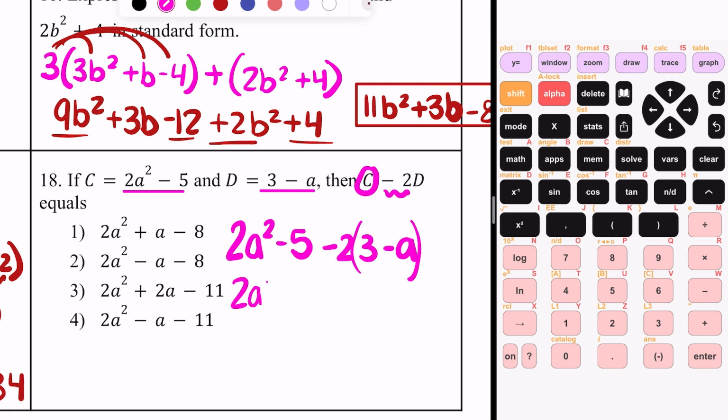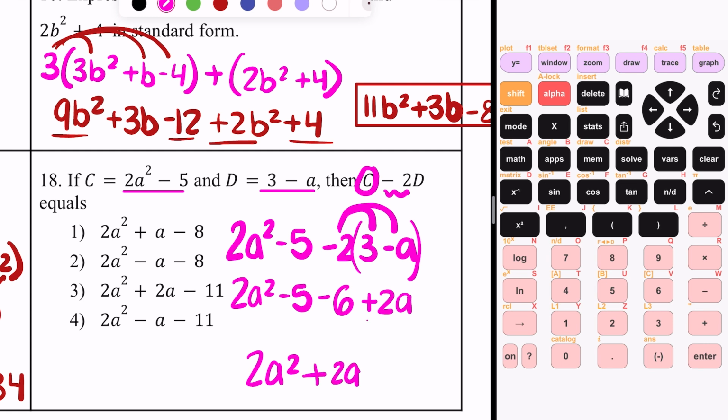Leave 2a squared minus 5 alone. And now let's distribute this negative 2. Negative 2 times 3 is negative 6. And negative 2 times negative a is positive 2a. Okay, we're going to leave the 2a squared alone. Bring over the 2a. And negative 5 minus 6 is negative 11, which is answer choice 3.